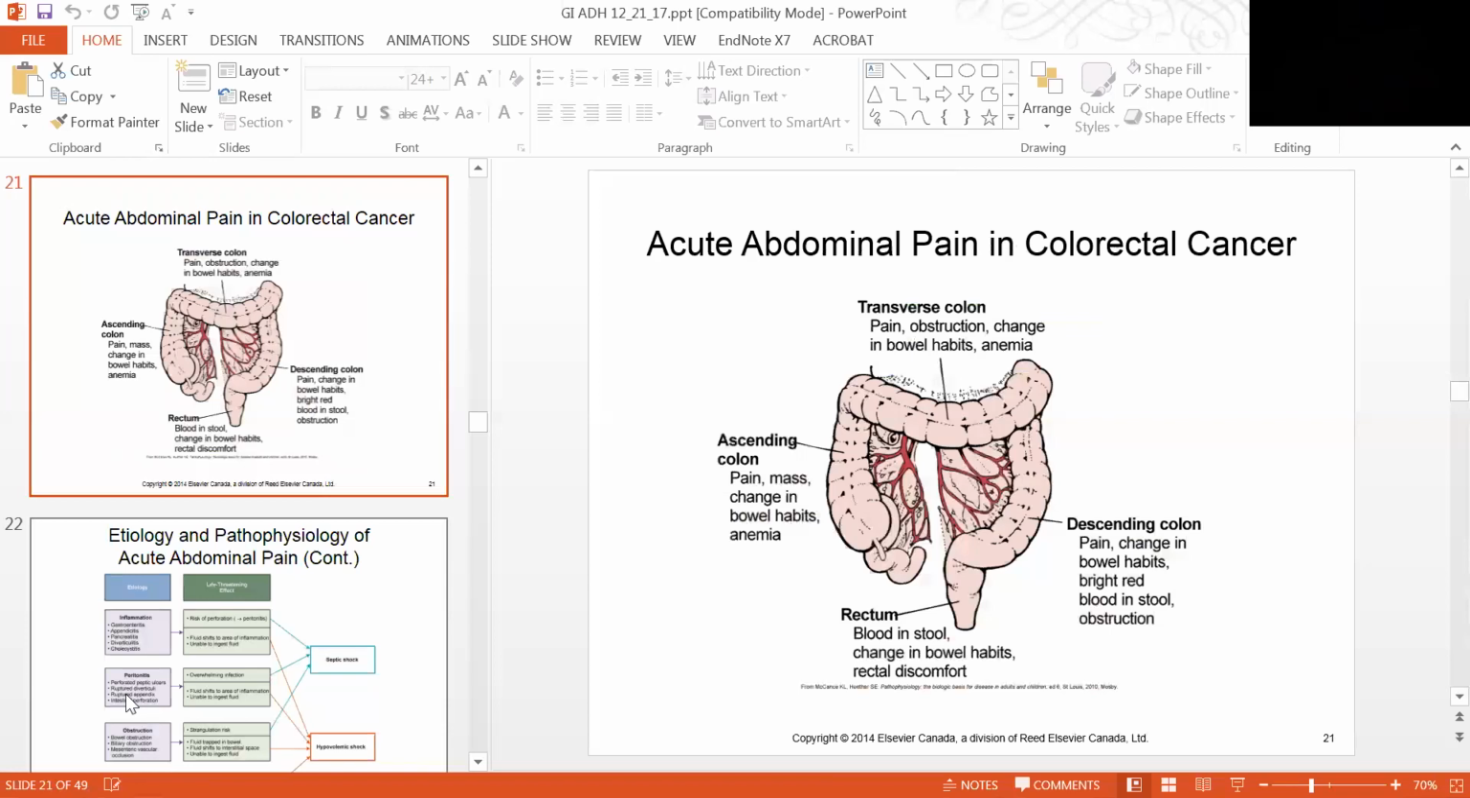The descending colon is a little different. There's bright red blood in the stool because the stool is already formed by the time it gets to the descending colon or to the rectum. So you're going to find that blood may be on the external piece of the stool, or it might even be a little bit mixed in, but it's still very formed stool. And as it moves down into the rectal area, they might even feel this real intense pressure.